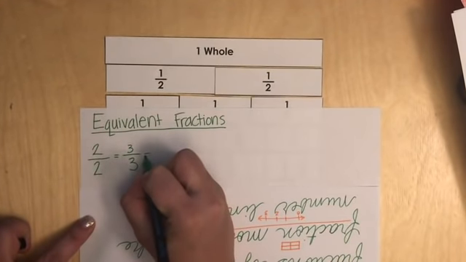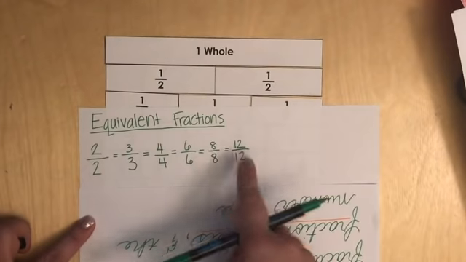Our equal sign here means that this whole row, as we're looking down, this is equal to this, is equal to this. All of them equal each other.